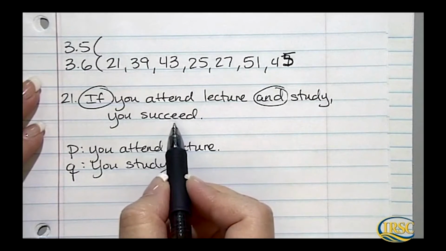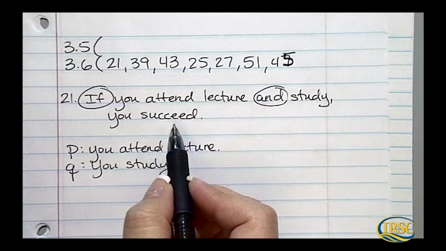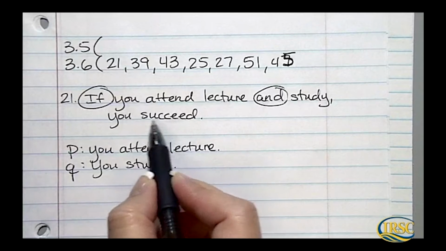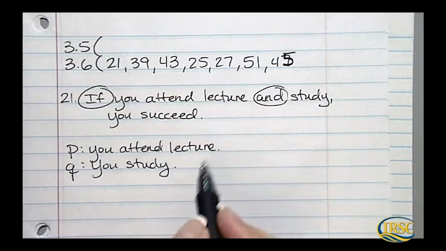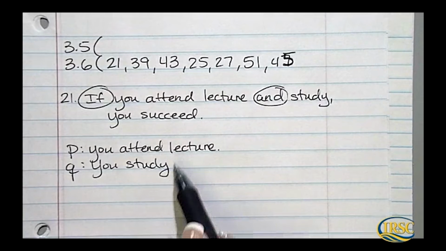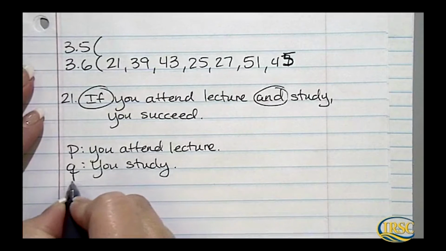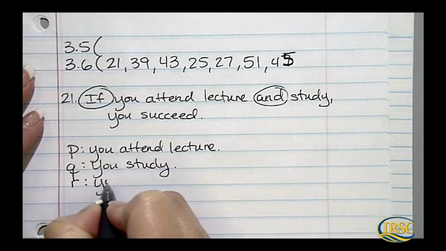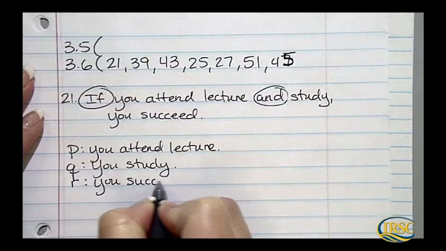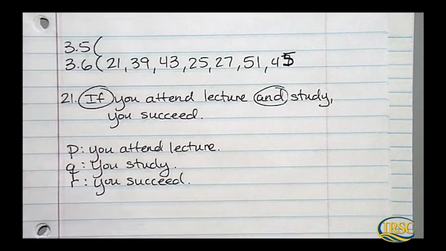you succeed. Now, before you write a third letter, always double check to see if this is the negation of either of the first two. When you look, it's not the negation. Totally different statement. So then go ahead and pick a third letter, R: you succeed. But sometimes that can happen, so make sure you don't just automatically throw a third letter in there. Make sure it's not the negation of something you already did.